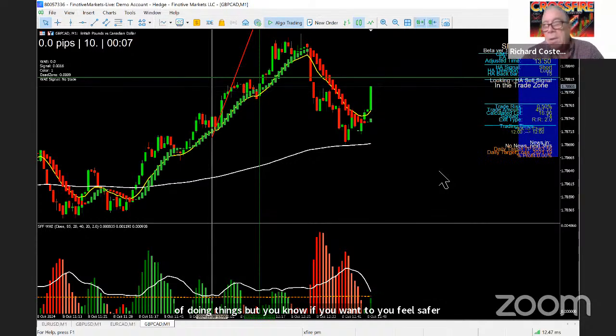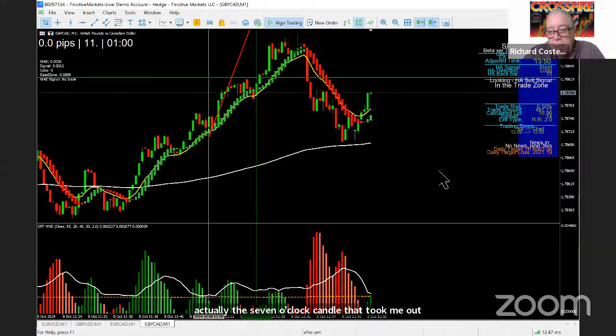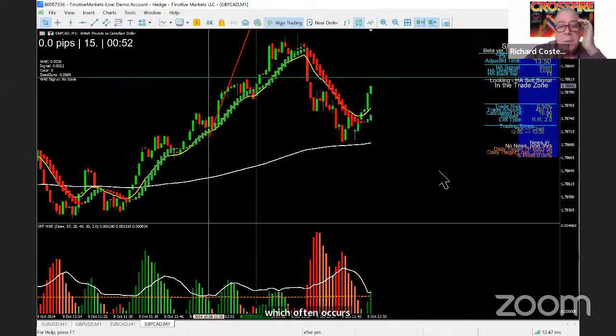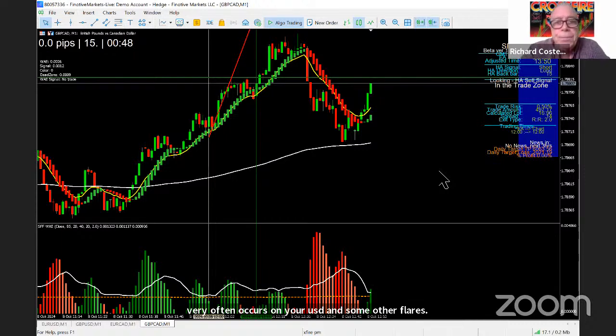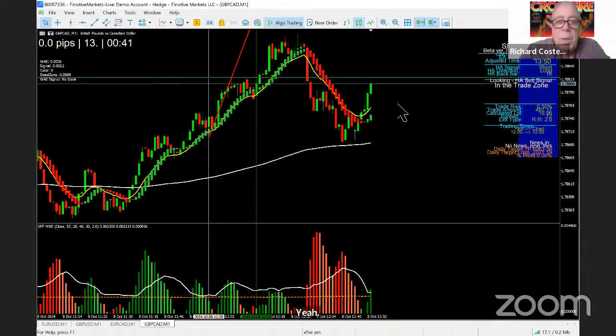But did you notice that it was actually the 7 o'clock candle that took me out? It was the 7 o'clock move, which very often occurs on Euro USD and some other pairs, and it was that 7 o'clock candle that wiped me out. Yeah, I think it did the same with me. Mine was about the same, I think.